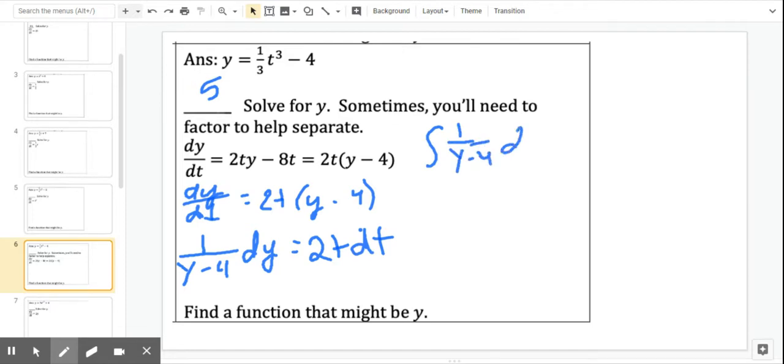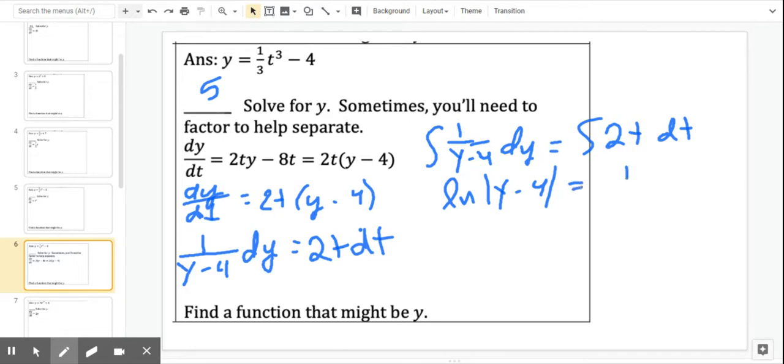The integral of 1 over y minus 4 dy equals the integral of 2t dt. So this integral is the natural log of y minus 4 equals t squared, since 2 divided by 2 is just 1, plus c. In order to get the y alone, we need to do this.